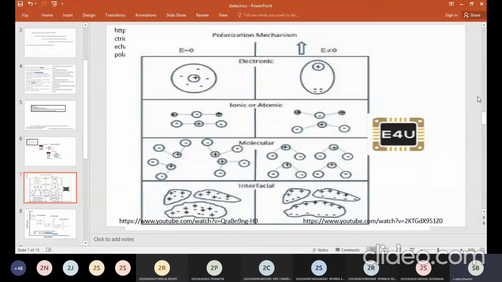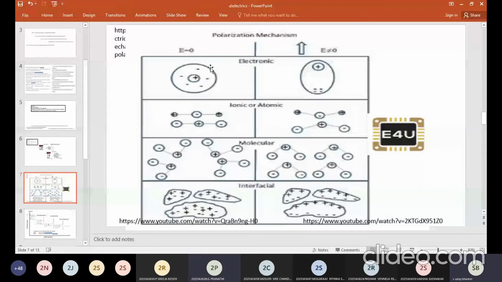Five seconds. Five, four, three, two, one. What do you call it? Ionic. That's it. Ion displacement. This is electronic polarization and this is ionic polarization. Am I clear?